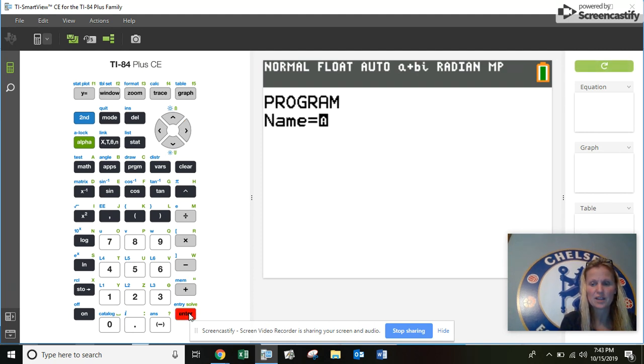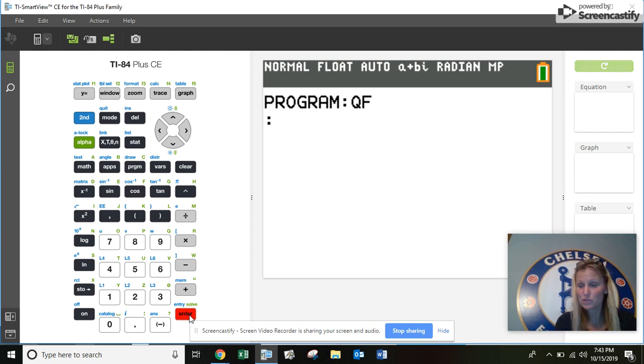Hit enter. What's nice is when you name a program, it's already in what we call alpha or letter mode. So when you press any of the buttons down here that have a green letter above it, that will automatically show up. So I'm just going to call it QF for quadratic formula and hit enter.